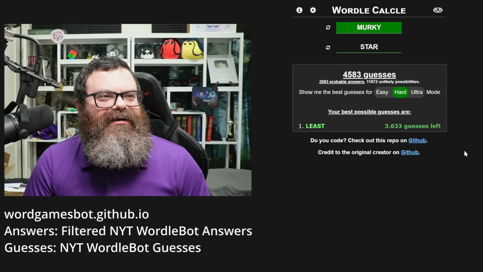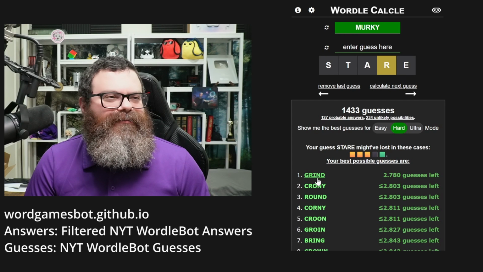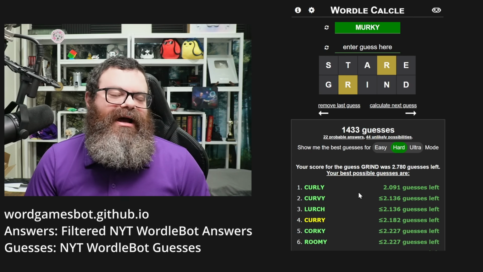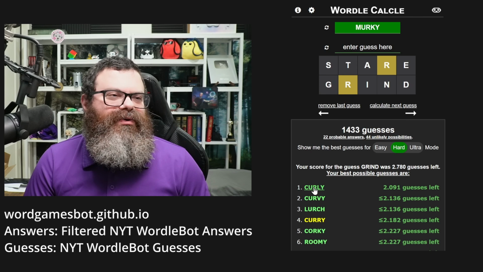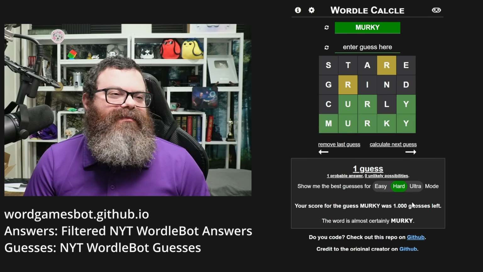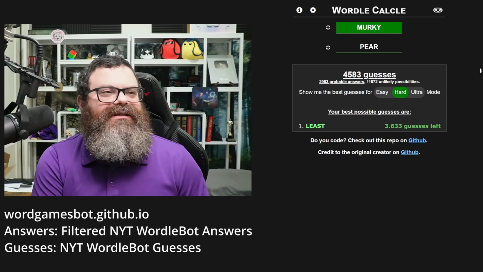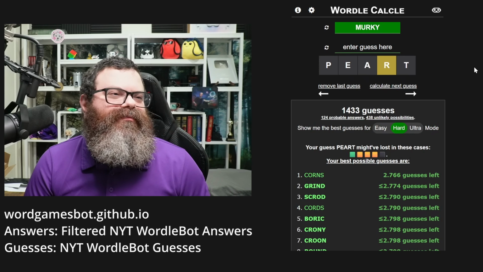Stare, another very, very common starting word. With the yellow R, we check R second with grind. It is not second because it's in the middle. We're going to do curly and then murky. So down to 4. Pert has the highest chance to get a 2.